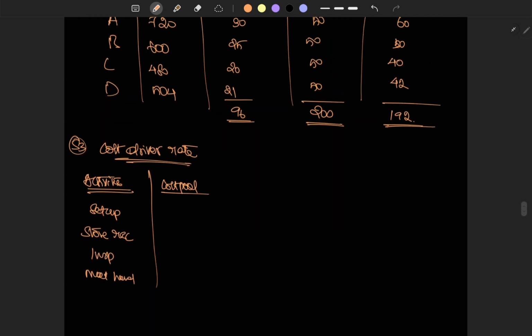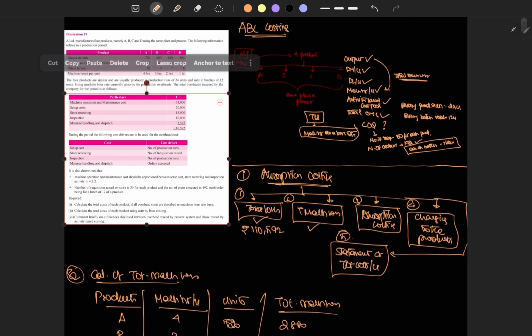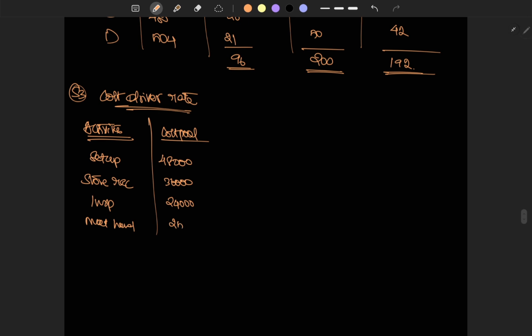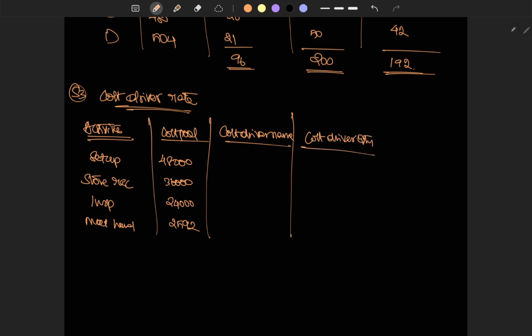Okay, cost pool is 48,000, 36,000, 24,000, and 2,592. Cost driver name and cost driver quantity. This is our overheads, this is our base quantity. If we divide these two, we can get the cost driver rate.